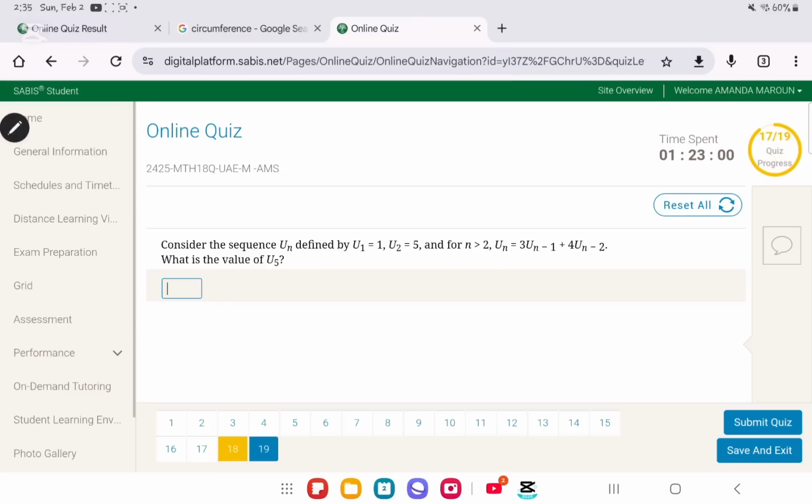Okay, now un. We have that un defined by u1 is equal to 1, u2 is equal to 5, for n greater than 2. Okay, they told us un is equal to 3un minus 1 plus 4un minus 2. So we call this recursive sequence. So what we are going to do first is we need to find the value of each one. So we need to find the value of u5. But before finding the value of u5, we need to find the value of u4. Before u4, we need to find u3. So to do that, we're first going to find u3.